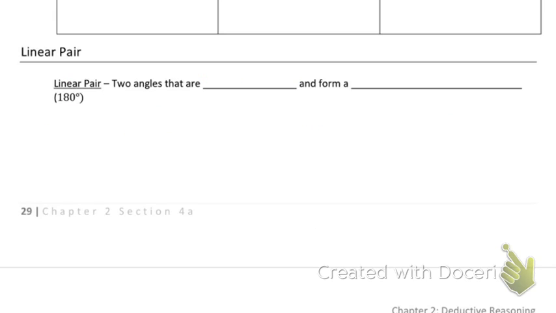All right, the next thing we're going to talk about is something called a linear pair. A linear pair is two angles that are adjacent, so that means they're joined at a vertex and share a side. So they are adjacent. If I could spell that, we'd be much better off. And they form a supplementary angle.